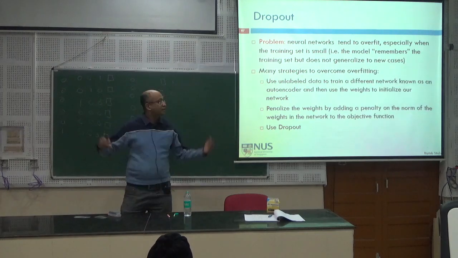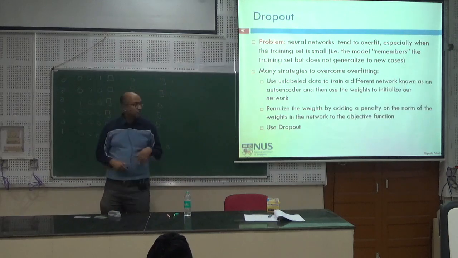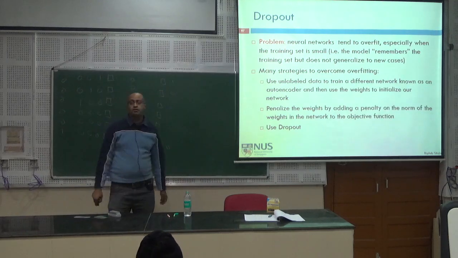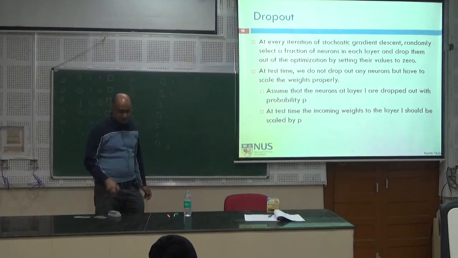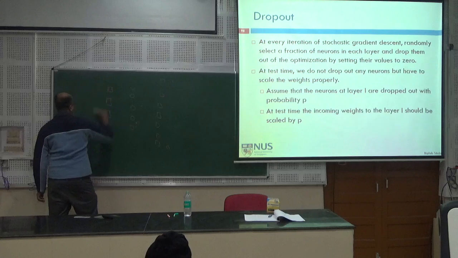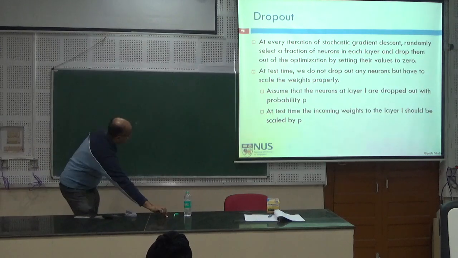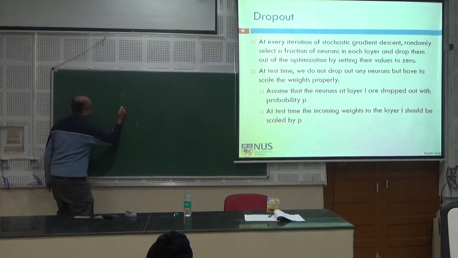In some cases, it helps. Anyway, let's not spend more time on this. Let's talk about this dropout thing then. In an actual neural net, your architecture looks something like this. Let's make a simple neural net.